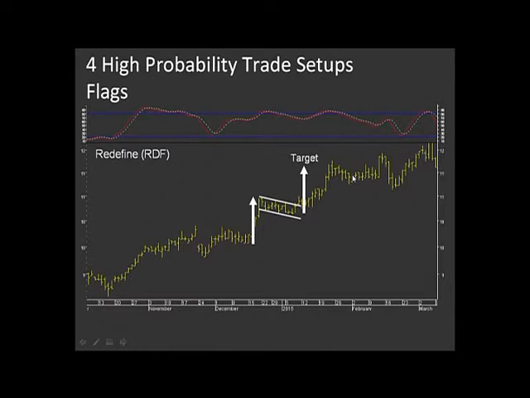Redefine's formed quite a few flags actually over the last number of months. If you look back, you can see a couple of them. But that's the one that I specifically highlighted over there. And in this case, the idea was to buy on the breakout at 10 Rand 80. Stop loss was at 10 Rand 60. And the target that we looked at here was about 11 Rand 60 or thereabouts.